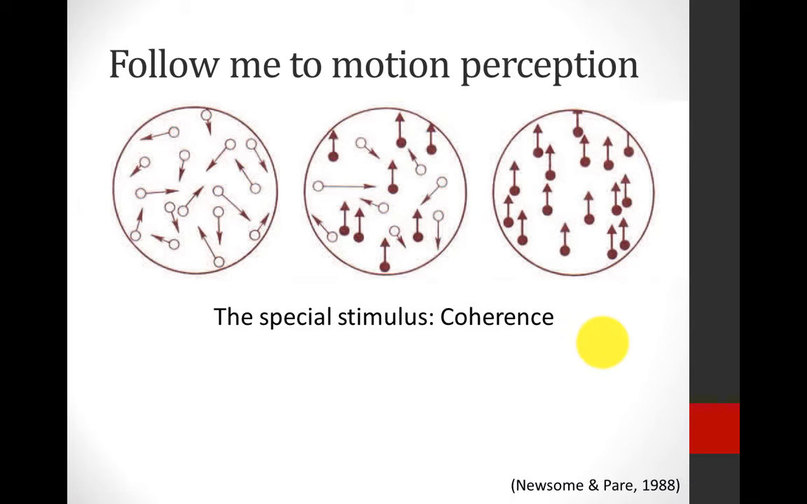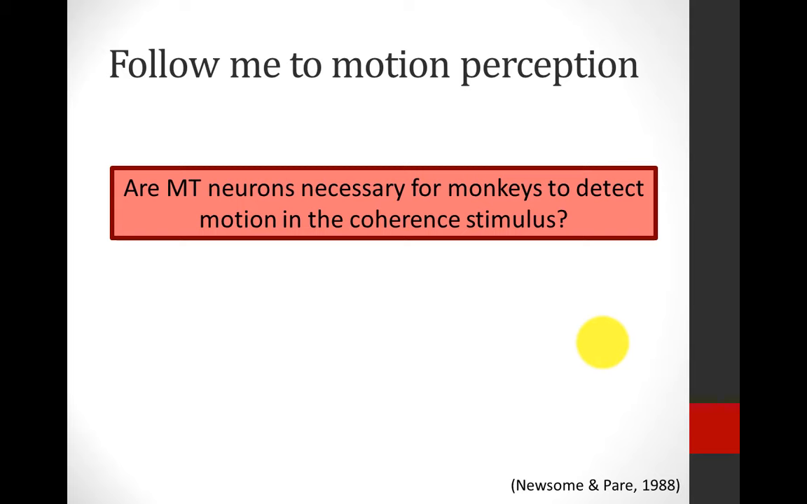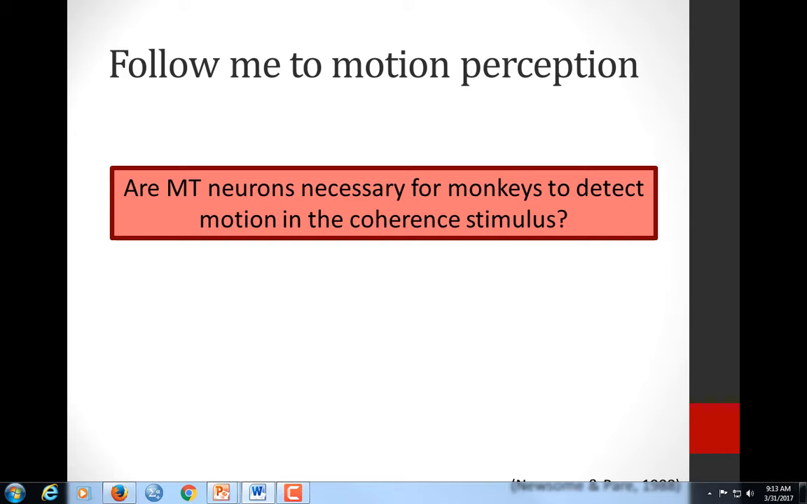So let me talk a little bit about this late 80s study. Essentially they were asking this: are MT neurons necessary for monkeys to detect motion in the coherence stimulus? Now remember, we're talking about monkeys who've been extensively trained on this task. So what they did was study the effects of lesions of MT, using very targeted injections of acid to create small regions of damage in area MT.